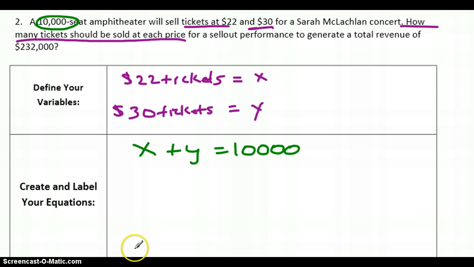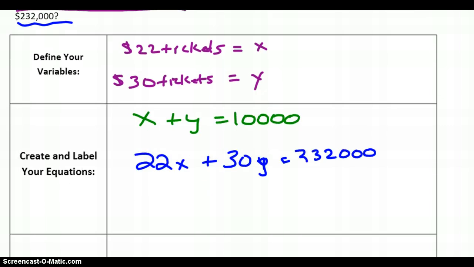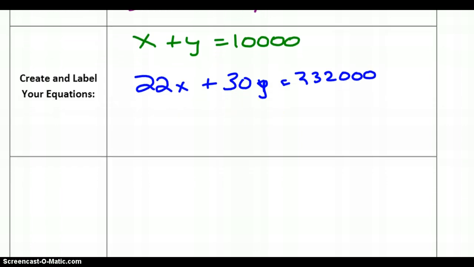My next equation is, I know also that this is how much money we made, and I made $22 for each of the X tickets and $30 for each of the Y tickets. So 22 times X plus 30 times Y is going to give us that total of 232,000. Okay, so that is my setup right here. Now to solve this one, I could again use substitution if I wanted to solve for X or for Y in the top equation, just subtract Y off of both sides to see X by itself. I'm going to go ahead and use the addition method though, just for some variety.